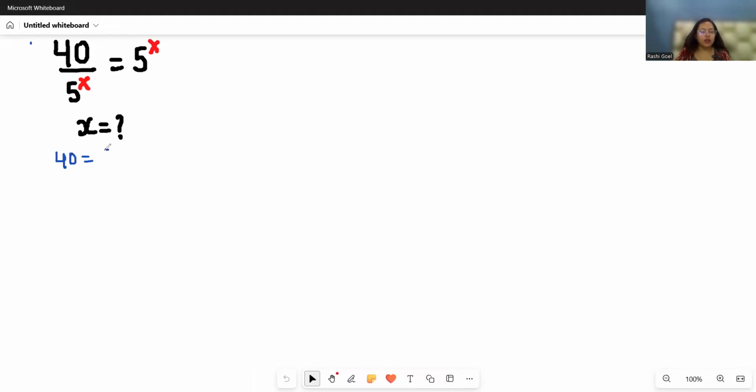So 40 equal 5 power x times 5 power x we can write. So it becomes 40 equal 5 power x plus x. So 40 equal 5 power 2x. So we can write 5 power 2x equal 40.